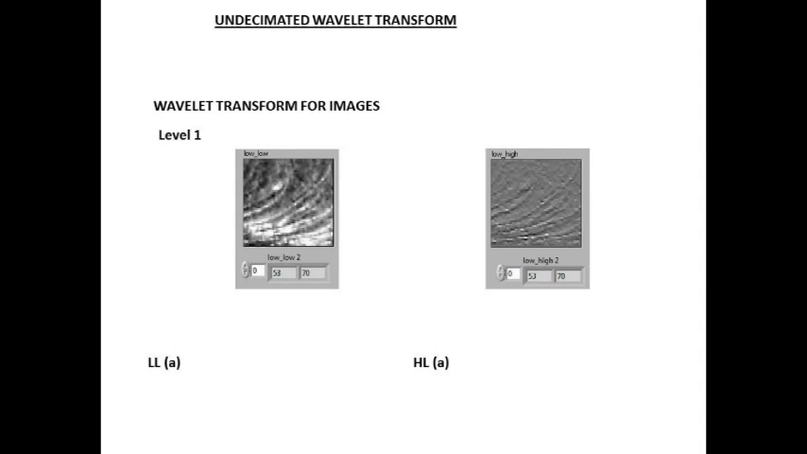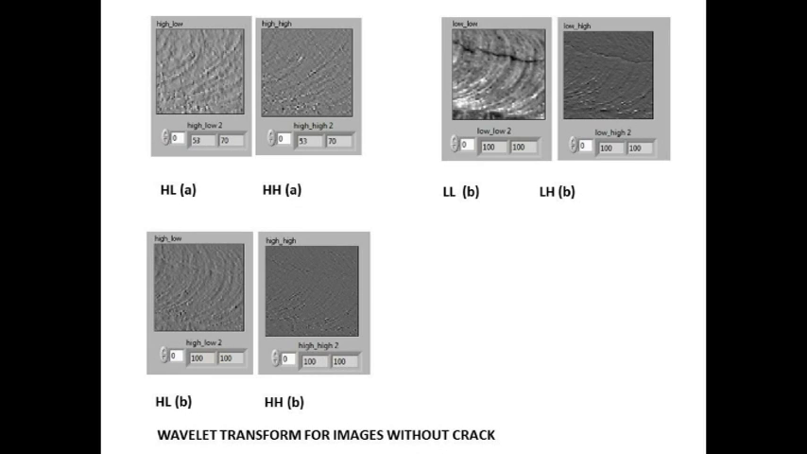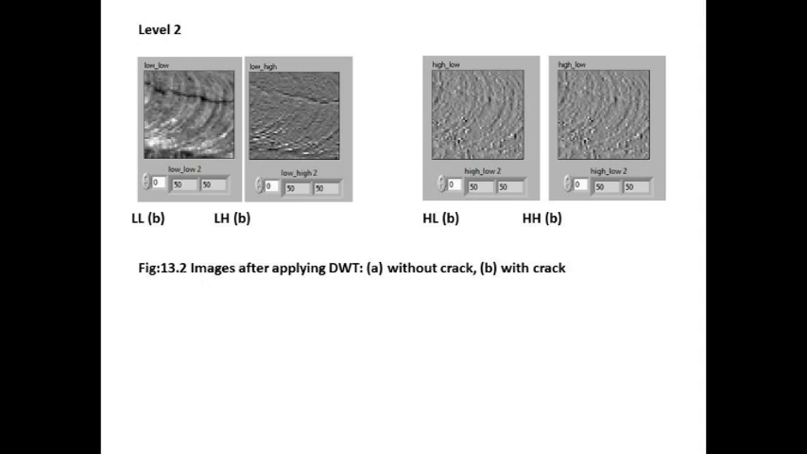In the undecimated wavelet transform, the images are separated into four images in the first level, namely low low, low high, high low, and high high, by using the discrete wavelet transform. Level 1 of the discrete wavelet transform shows the results for the uncracked and cracked images. Level 2 represents the low low, low high, high low, and high high without crack and with crack.